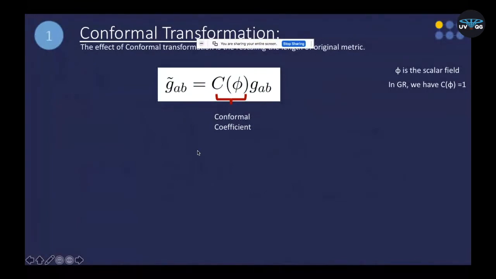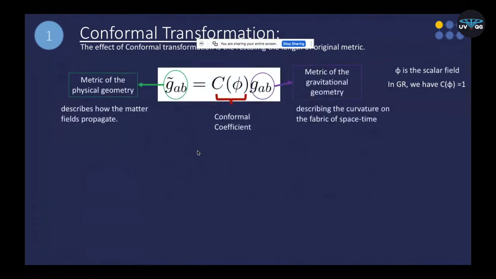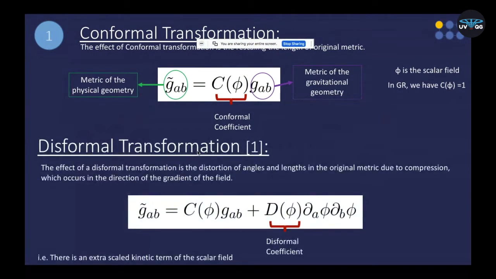Just before I get into that, I want to say that in extending general relativity, some gravity theories might require two geometries: the physical geometry and the gravitational geometry. The conformal transformation is a much simpler relation connecting those two geometries. In GR, we have the conformal coefficient to be 1. A lot of work has been done in this arena, but we move forward to the disformal transformation.